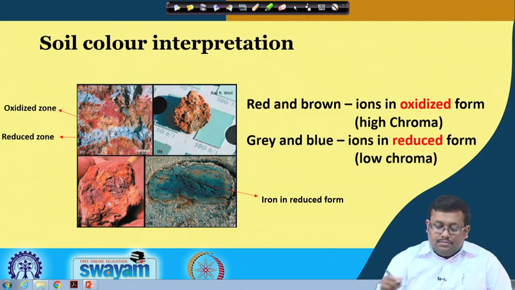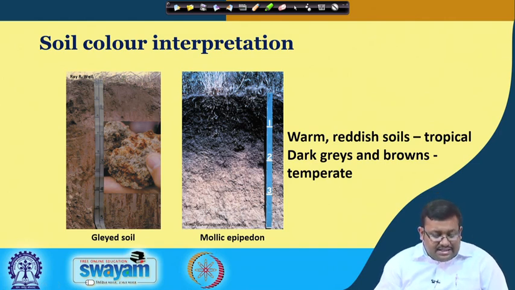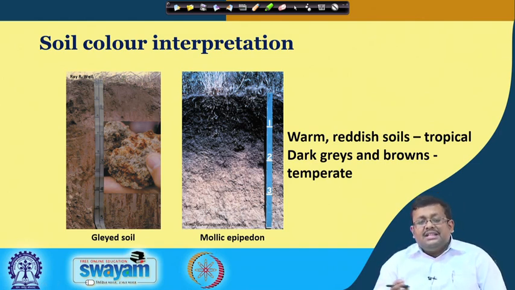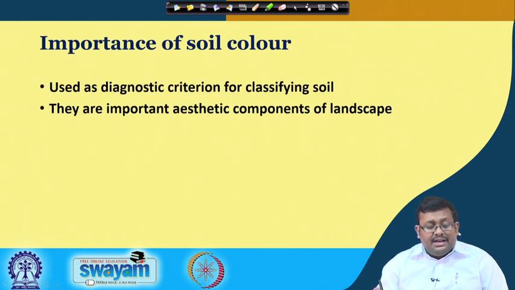You can see there are two different types of soil, one is gleyed soil and the other is mollic epipedon. Gleyed soil shows moisture or waterlogged soils, with different colors, and mollic epipedons are very dark in color, and obviously the presence of high organic matter has a great impact on their color. In the case of warm and reddish soil, tropical soils, dark greys and browns, the soils show different colors based on different climatic conditions.